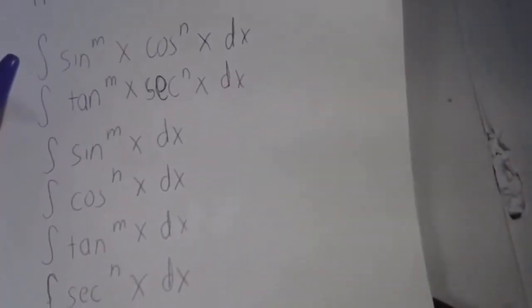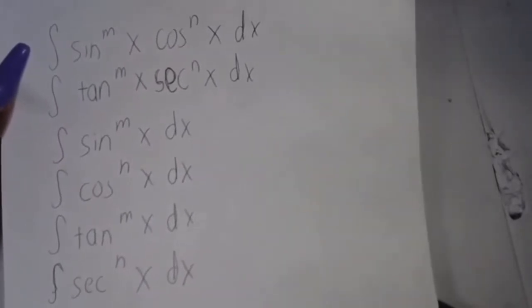Also, all of the exponents, all the powers, m and n and all of these, are going to be greater than or equal to 1. Usually greater than 1, but it could be equal to 1. That's why I said higher powers.